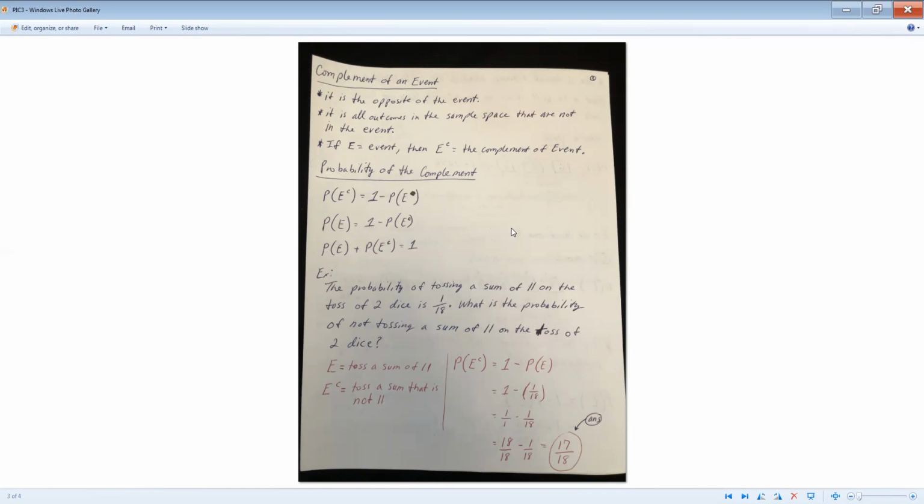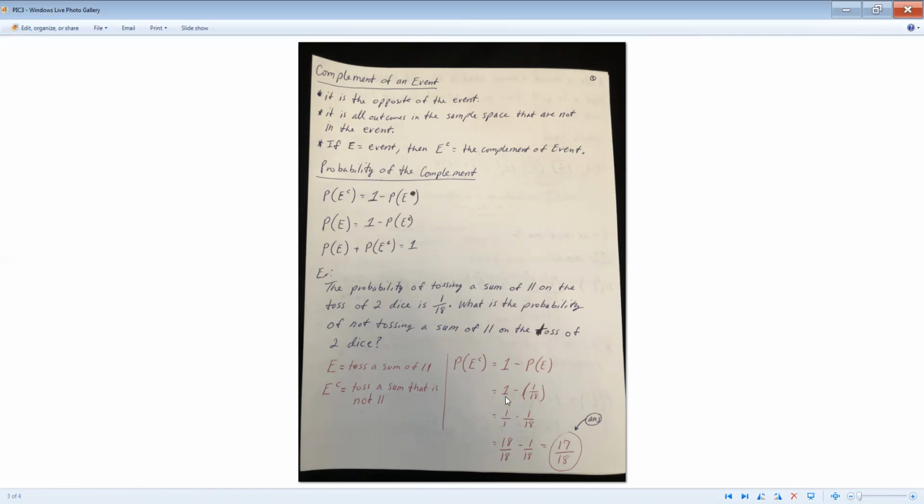The probability of tossing a sum of 11 on the toss of 2 dice is 1 out of 18. What is the probability of not tossing a sum of 11 on the toss of 2 dice? So if you let the event be the toss of the sum of 11, the complement would be not to toss 11. They just told us the probability of tossing 11 is 1 over 18. So what I can do is take that 1 over 18, subtract it from 1, and that'll give me the probability of not tossing an 11.